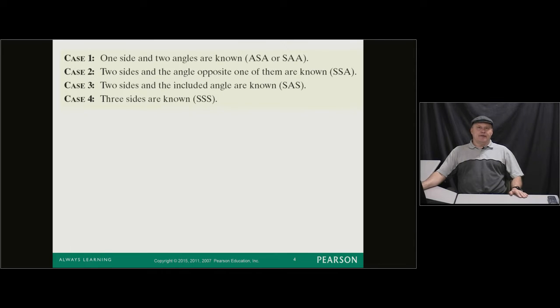So that's case 1. Case 2 is when you have 2 sides and the angle opposite of them are known, so side, side, angle. Case 3 is when you know 2 sides and the included angle, that's side, angle, side. You have an included angle between 2 sides, but there's one more side that you don't know, and 2 other angles you do not know. In case 4, the 3 sides are known, but you don't know any of the angles. So side, side, side.